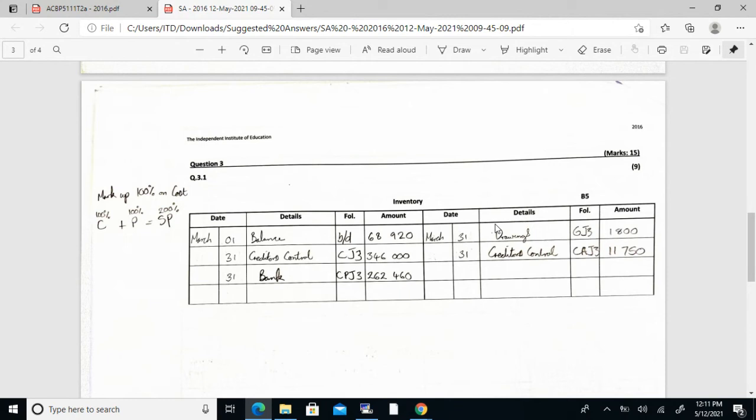Yeah, those are the ones you need to. So guys, practice that. Practice that. How should it look like? Okay. What do I write under details? All right, for these respective accounts. Okay, so trading inventory.